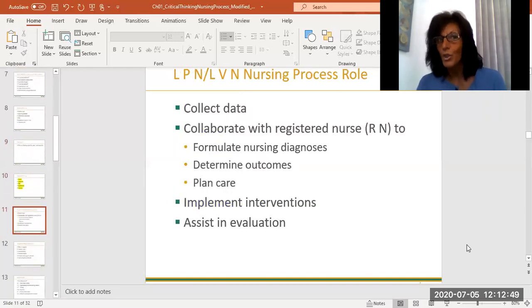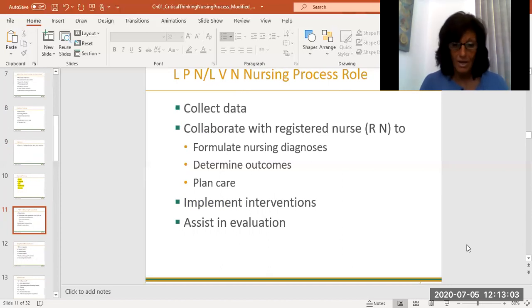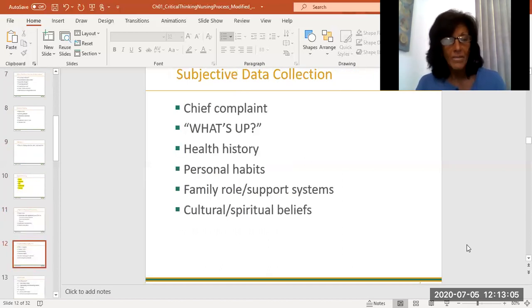So in that process, what's your role? Your role is to collect data. You assess the patient. You collaborate with the RN to come up with nursing diagnoses and come up with outcomes and plan care. You help with implementing the interventions, and you assist with the evaluation. Did it work? When we talk about gathering data, you have subjective and objective data. Subjective data, what's the patient telling you? Okay, that's subjective data. Objective data are things that are measurable and that can be seen, right?